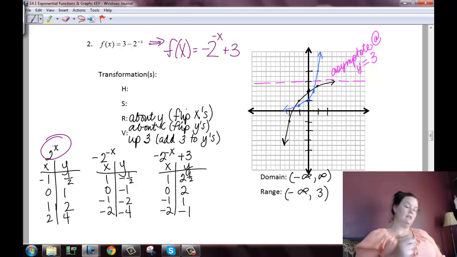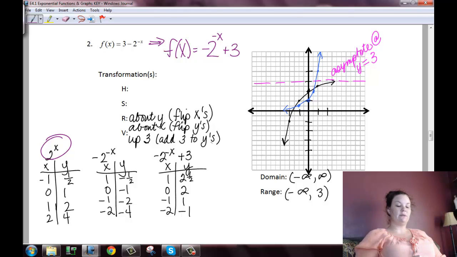So you start out with 2 to the x, make your table, and then you write out all your transformations. So notice I have a negative out of the exponent and I have a negative in the exponent, which means that I have a reflection about both axes. So we rotated about the y by negating our x's, and we rotated about the x by negating the y's. Then we have a plus 3 outside the function, so that moves us up 3.